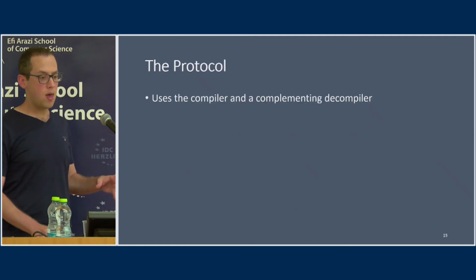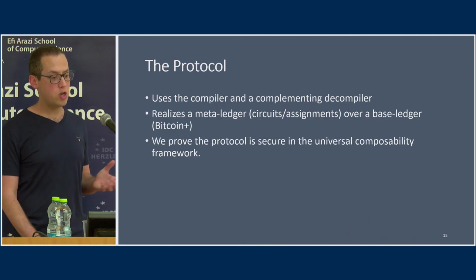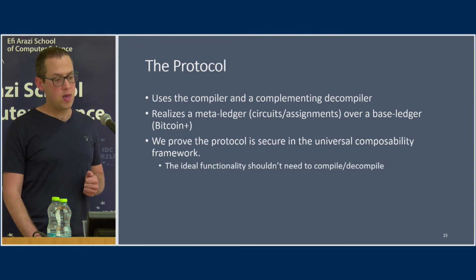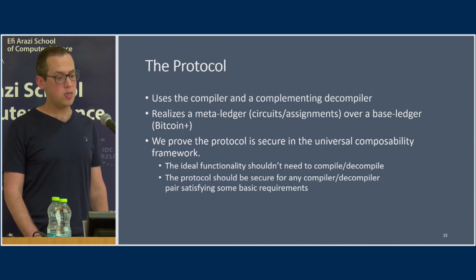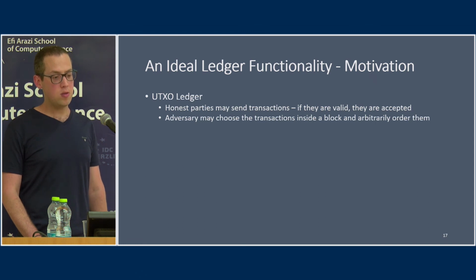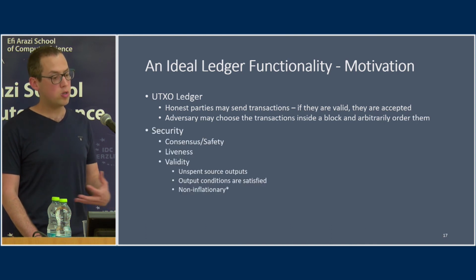So the protocol is decoupled from the compiler and the decompiler, and it realizes the meta ledger over the base ledger. We've proven that the protocol is secure in the universal composability framework, while the ideal functionality shouldn't need to compile or decompile, and the protocol should be secure for any compiler and decompiler satisfying some basic requirements. The ideal functionality conforms to what we expect of an ideal functionality in the sense that honest parties may send transactions, and that the adversary may choose the content of a block, and it is secure in all the senses we've said.